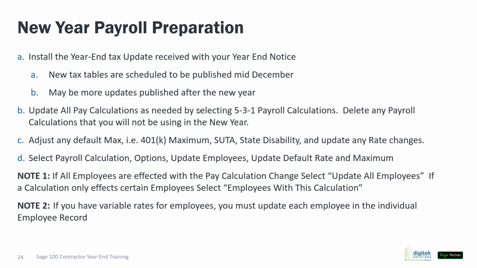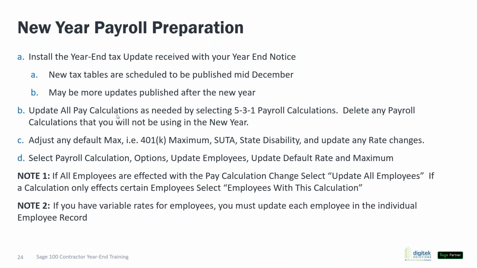All right, so now we've archived or we've closed. Now we need to make sure we're ready to process payroll for 2024. Some of the critical things we want to make sure that we do is that we install any year-end tax updates that we receive from Sage. Again, I mentioned earlier that those are typically published around mid-December, but they can continue to send out new updates well into the new year. So just make sure you're watching for those updates and installing those updates as they come along.